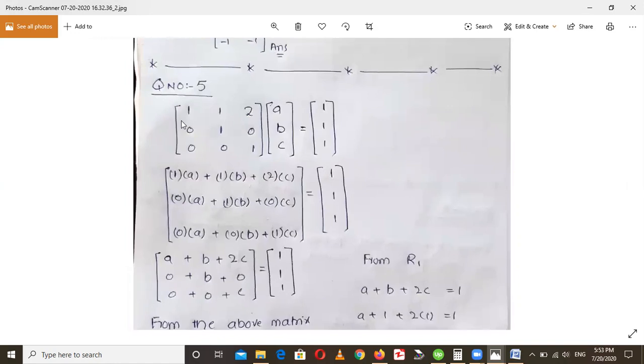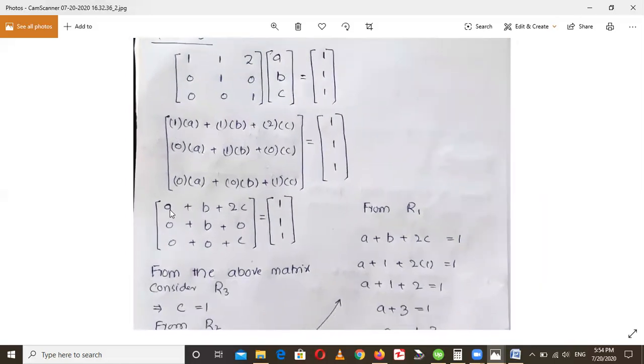The first row gives 1 times A plus 1 times B plus 2 times C. The second row gives 0 times A plus 1 times B plus 0 times C. The third row gives 0 times A plus 0 times B plus 1 times C, and these are equal to 1, 1 and 1. Now this becomes A, this becomes B, this becomes 2C, this becomes 0, this becomes B, this also becomes 0, this becomes 0, this becomes 0, and this becomes C, equal to 1, 1 and 1.